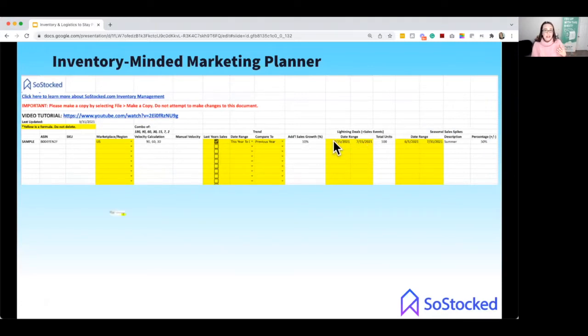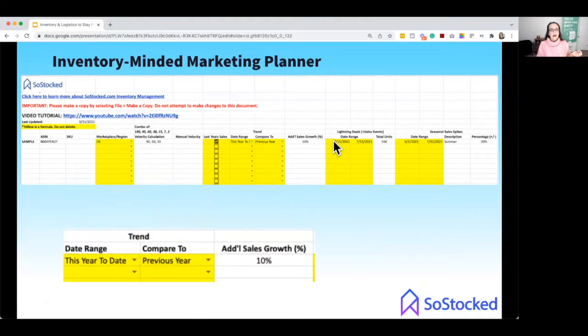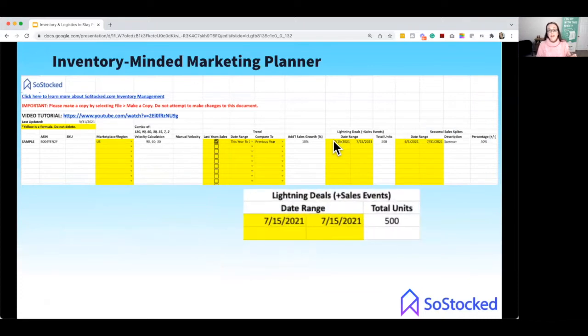Are you going to do a PPC campaign? How are we looking at the velocity? How are we calculating velocity? Are there any trends that we're looking at? Additional sales growth for PPC campaigns or any aggressive sales campaigns you're doing? And then are there any lightning deals or email campaigns or influencer marketing that you're doing?